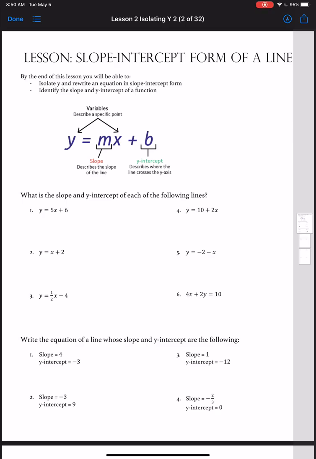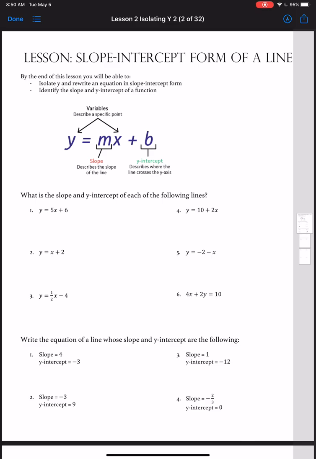In this lesson, you're going to learn about the slope-intercept form of a line. This is technically a review, but it's definitely something we want to go over because when you get to geometry, you will most definitely be working with the slope-intercept form of a line. You're going to discuss parallel and perpendicular lines. In order to do that, you have to know the slope-intercept form of a line.